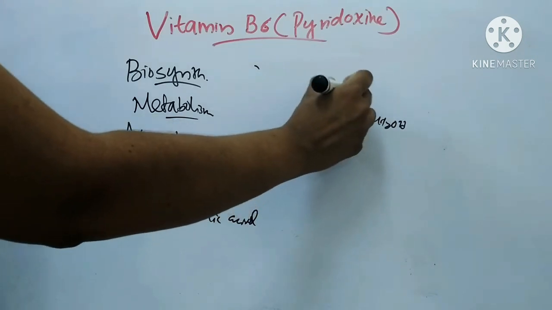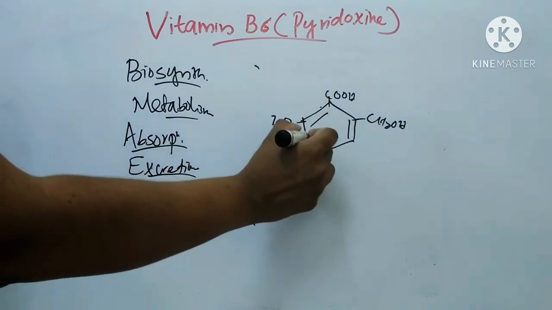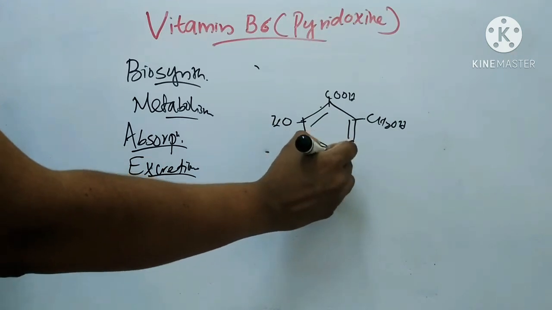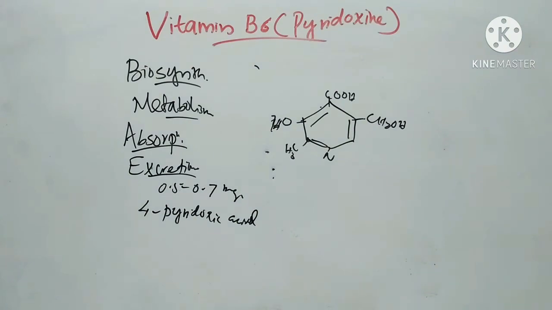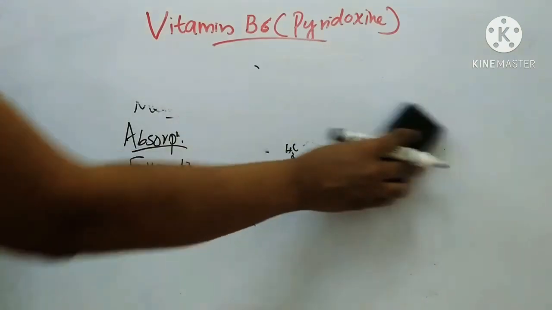Here there is one COOH group. This is the structure of 4-pyridoxic acid. Then next we will see food sources.